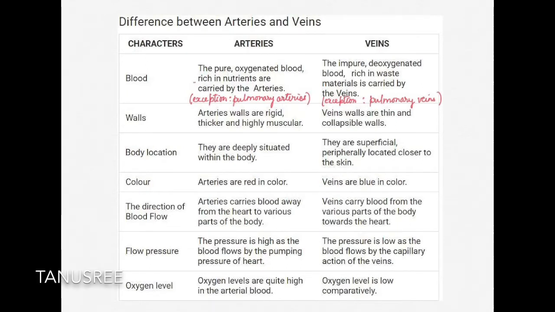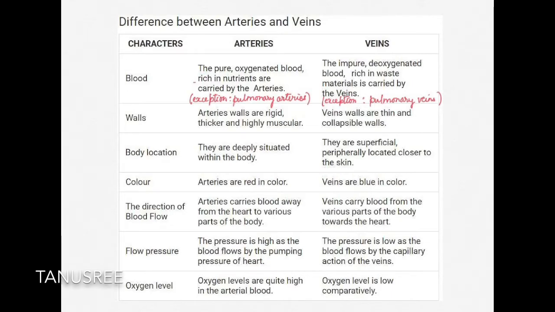The arteries carry pure oxygenated blood with the exception of the pulmonary arteries. The veins carry deoxygenated blood with the exception of the pulmonary veins. The arteries have thick, highly muscular walls, and because of that, the blood flows through it under great pressure. The walls are also elastic.